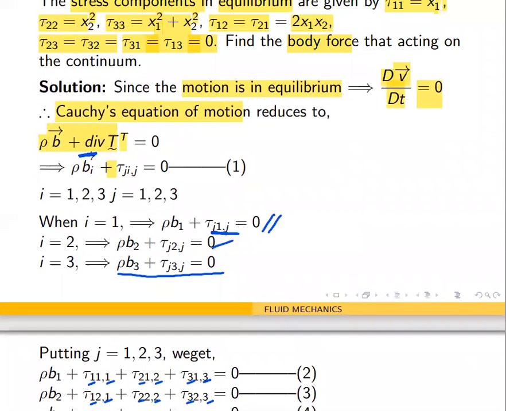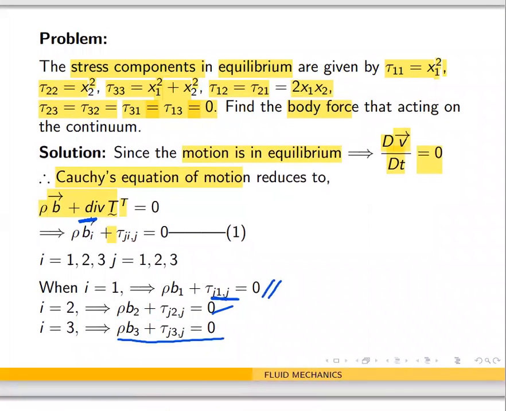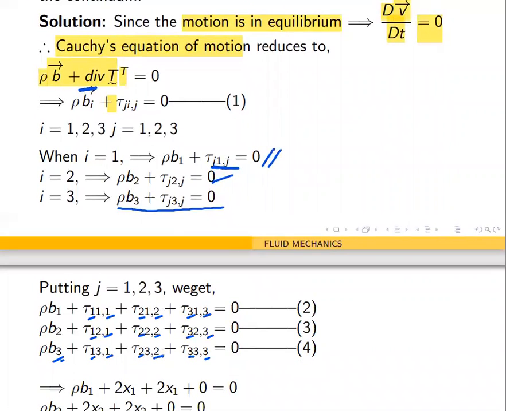Let us look at the problem again. So tau 11 is nothing but x1 square. I have in equation 2 tau 11 comma 1. Comma 1 means differentiation with respect to x1. Comma 2 means differentiation with respect to x2. Comma 3 means differentiation with respect to the third component x3. So, let us take up equation 2.